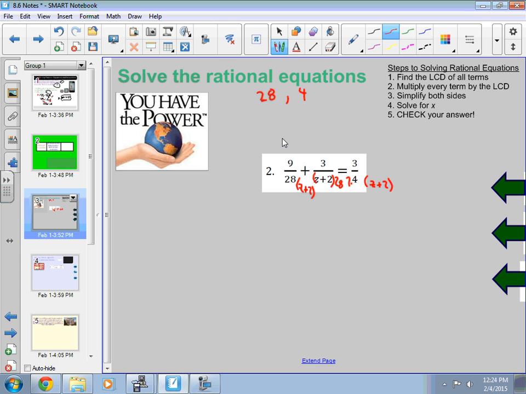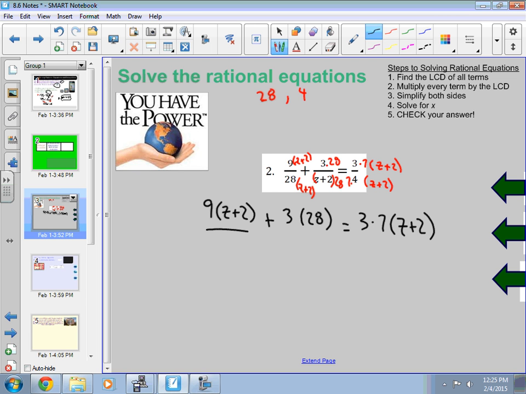Now whatever we multiply on the bottom, we also need to make sure we multiply on top. So here we need to multiply by z plus 2. Here we need to multiply by 28. And here we need to multiply both by 7 and z plus 2. Okay, I'm going to write that a little bit bigger so it's easier to see. So we got 9 times (z plus 2) plus 3 times 28 equals 3 times 7 times (z plus 2). On the bottom now, all these should be the same denominator of 28 times (z plus 2).